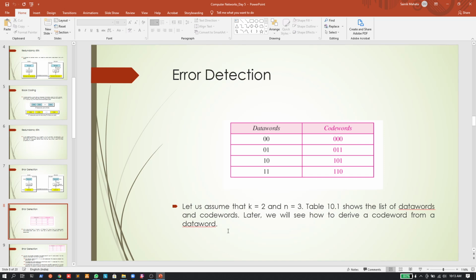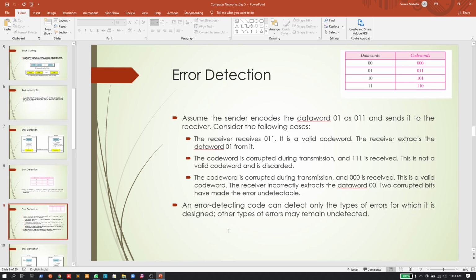Later we will see how to derive a code word from a data word, whenever we go to the algorithms that are actually used to detect and correct the errors. Now, let us assume that the sender encodes the data word 01 as 011. We can see that we have given the table here.